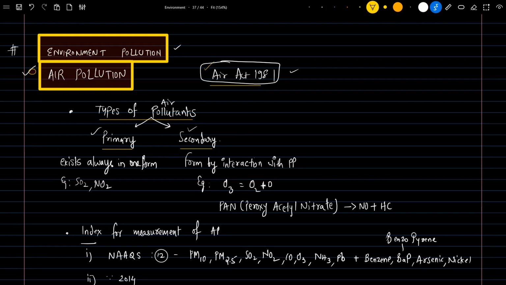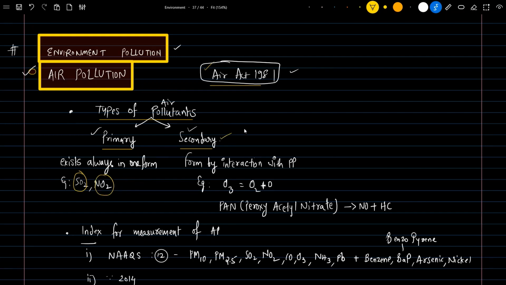So what does primary pollutant mean? It is formed by itself, meaning it is not formed by combining with any other compound. So it exists by itself, like SO2 exists as SO2, NO2 exists as NO2.